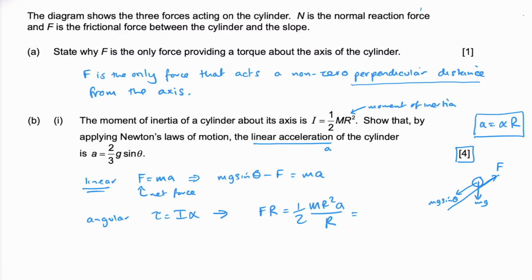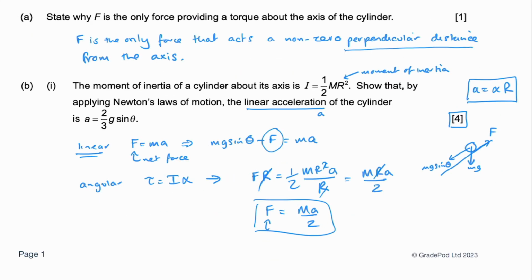Let's simplify that out a bit. Well, that r cancels with that. So we've got m r a over 2. We can actually simplify that even further because we've got an r on either side. So F equals ma over 2. That F is the same as this F here. So we're going to substitute this into here. Let's do it.